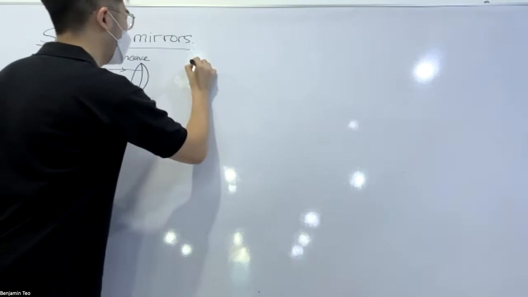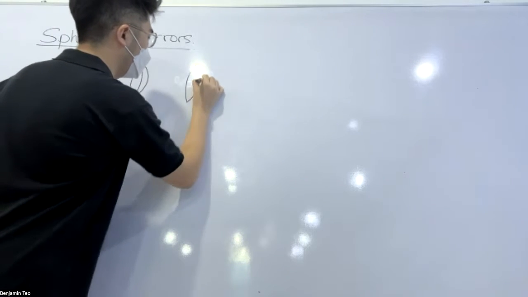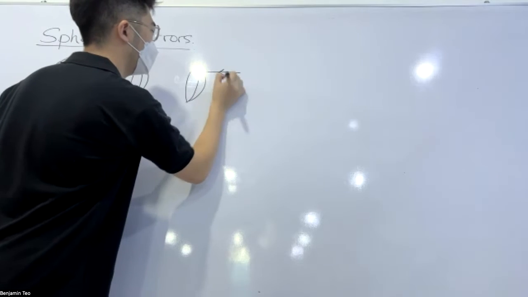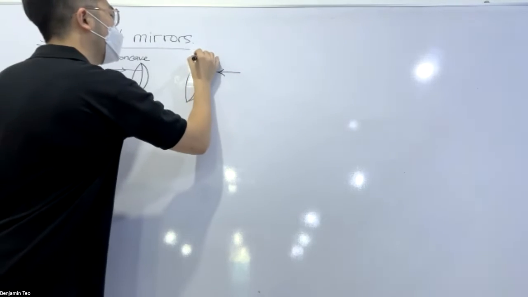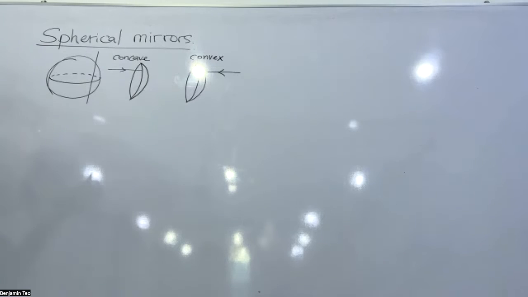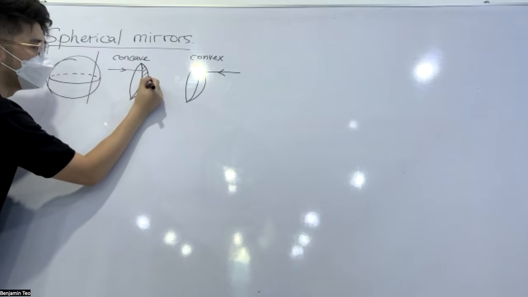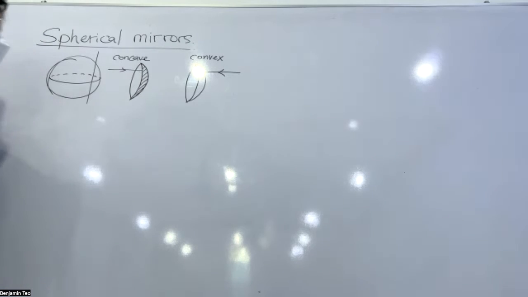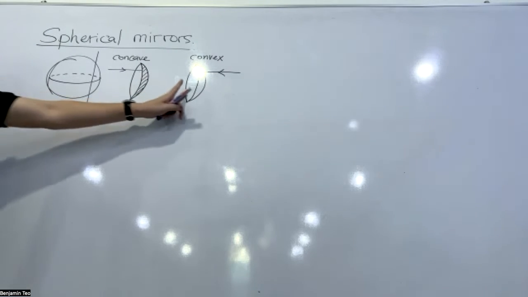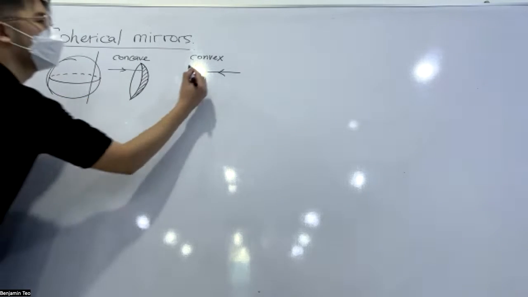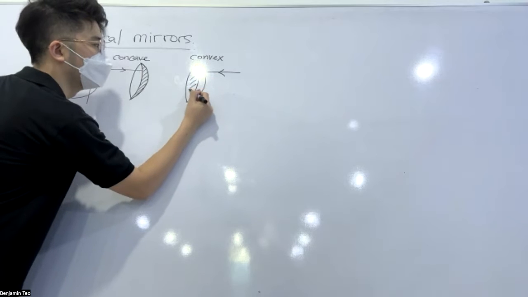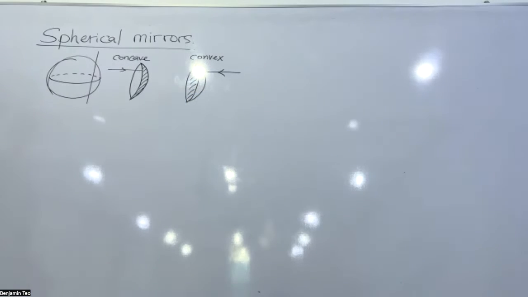Okay, so here, this convex mirror. If inside is the reflecting surface, the outside is the back side. I will put it as dash. If outside is the reflecting surface, then here it is not reflecting, it is the back side of the mirror.